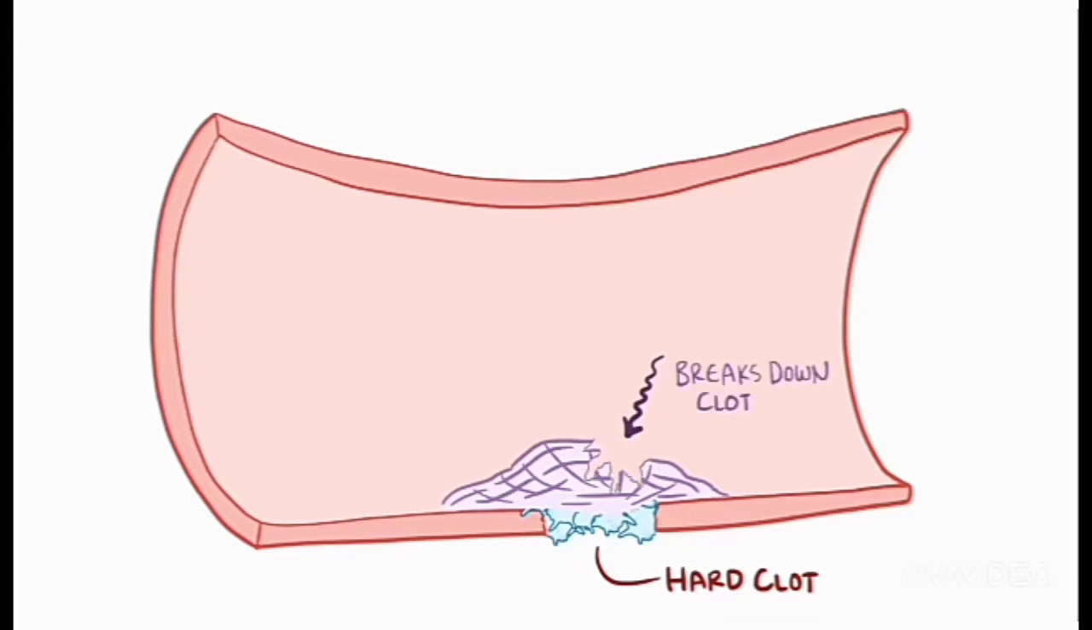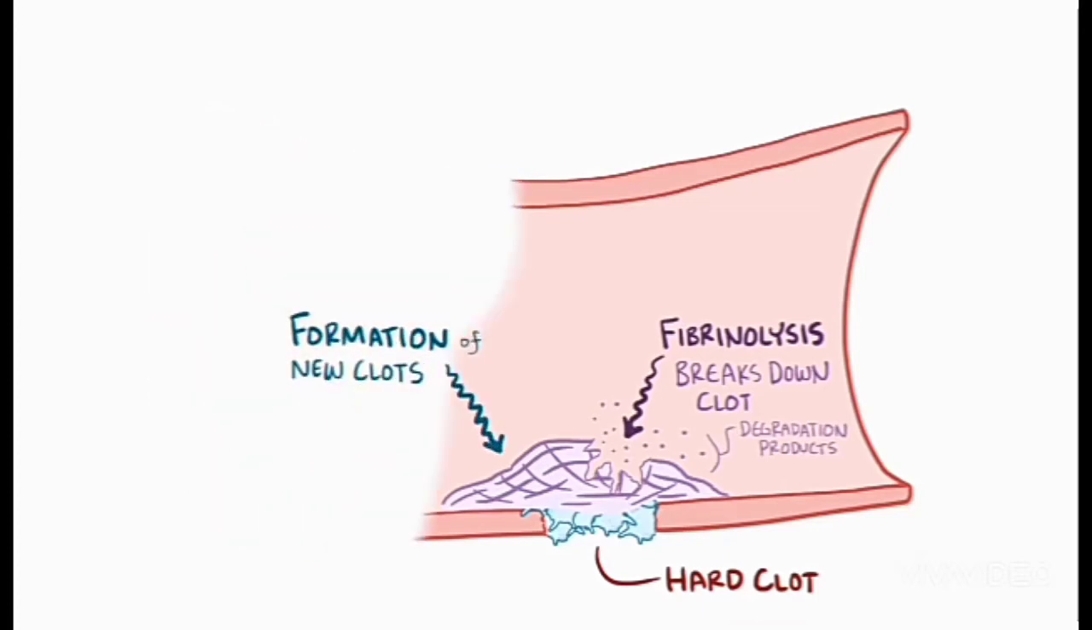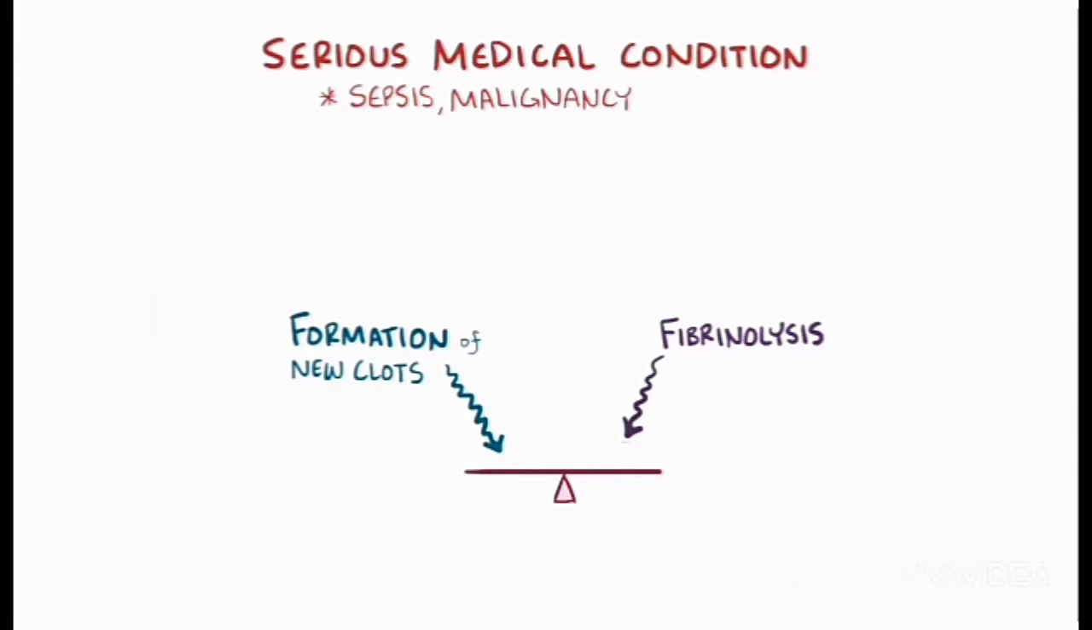Now, as soon as that clot forms, the body also initiates a pathway to break down that clot so it doesn't get bigger than it needs to be, through a process called fibrinolysis. The process forms fibrin degradation products as well. Normally the formation of new clots and the process of fibrinolysis are in a steady balance. Now have a look at it.